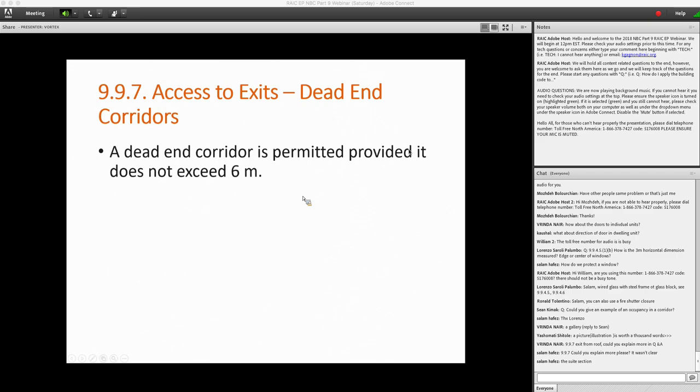The code also has some provisions on dead-end corridors. If you have a dead-end corridor and it does not exceed 6 meters long, then you are permitted to have that dead-end corridor. Otherwise, you cannot have a dead-end corridor in a suite.